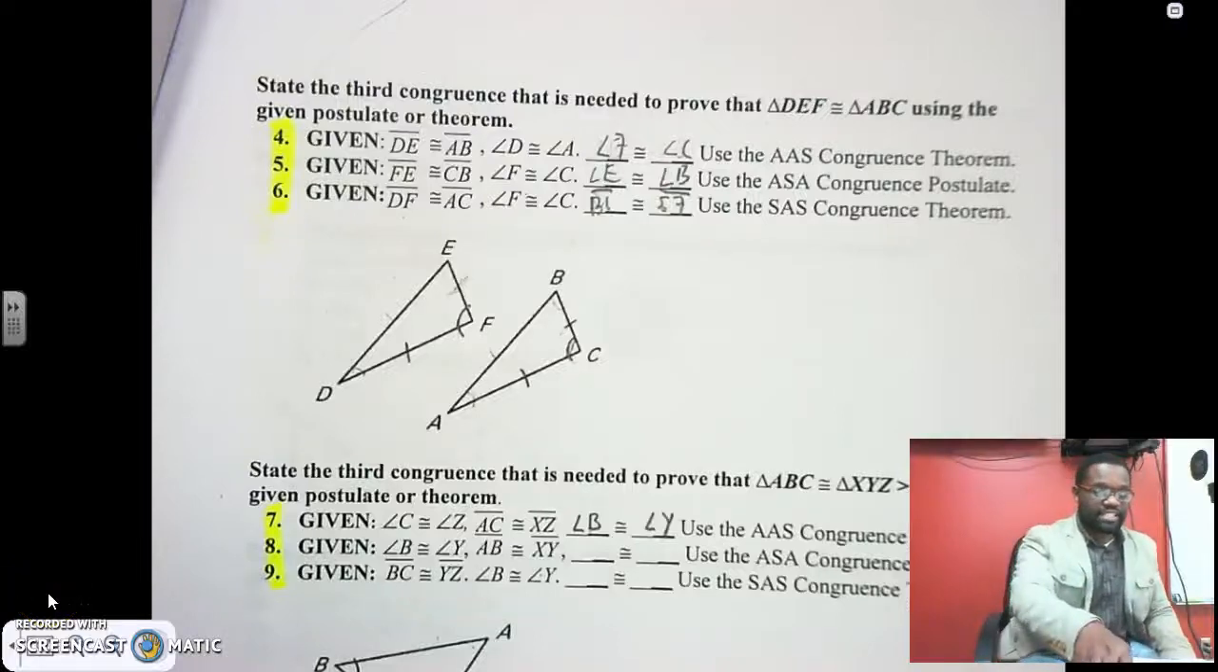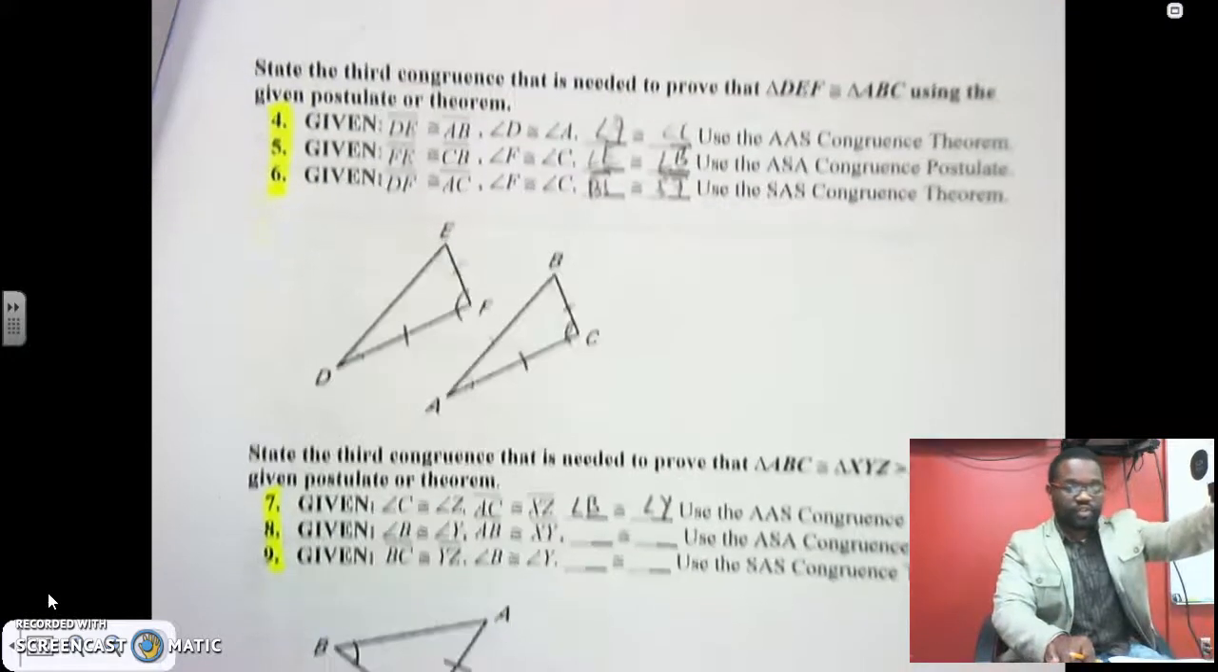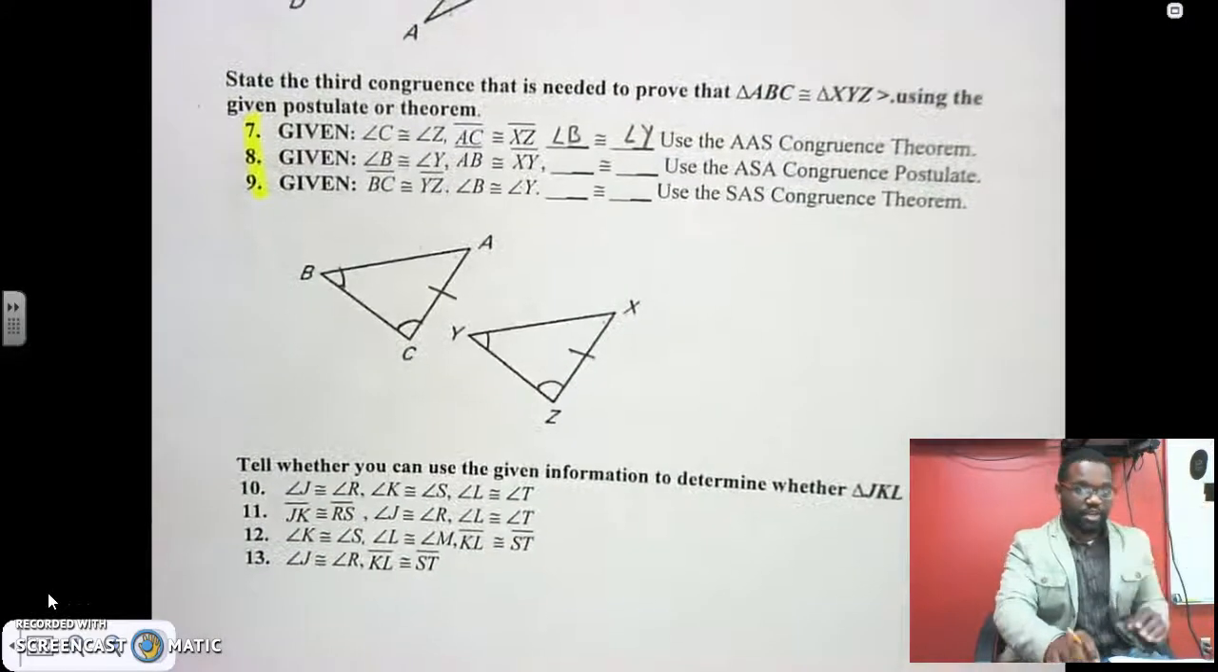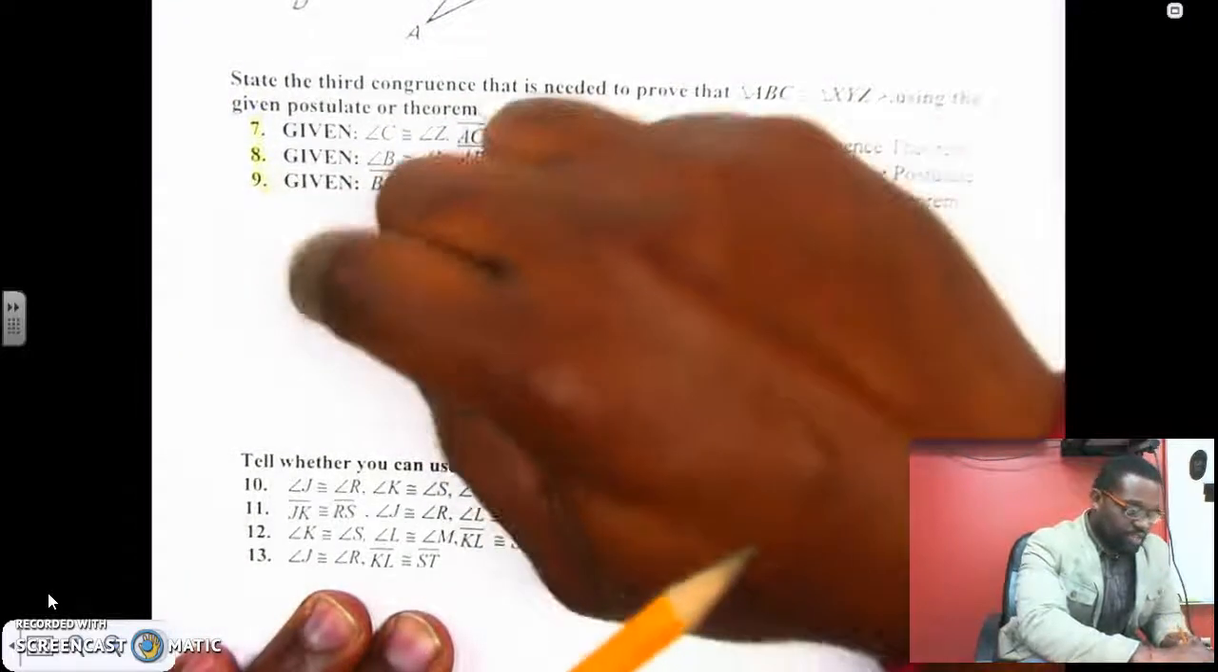All right, where I last left off, I didn't want to rush. Where I last left off is I was figuring out the pieces in this particular problem. So let me erase and get back on it.